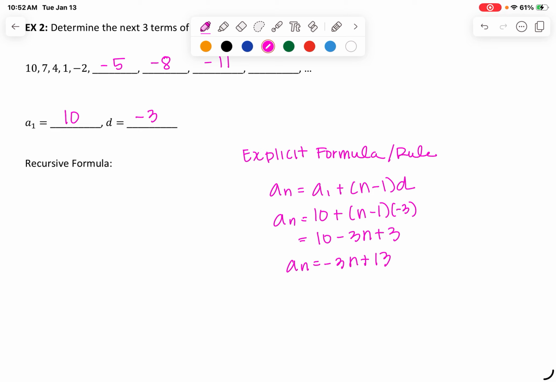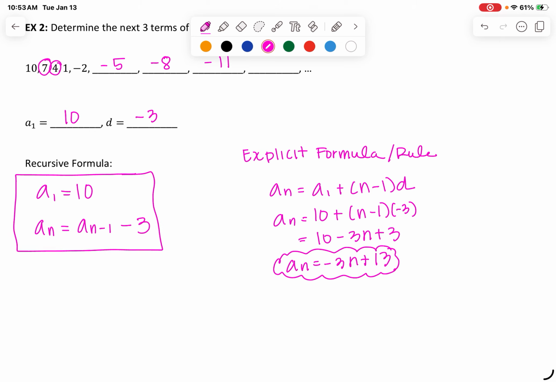A recursive formula doesn't look like that. So this is an explicit formula. A recursive formula is you say the first term, a sub 1 is equal to 10. And then you say how you get each additional term, and that is you take the previous term. So to get this term, you would take 10 and subtract 3. To get this term, you would take 7 and subtract 3. It's telling you how to do that. So this is how you write a recursive formula, which, let's be serious, is easier, less work.